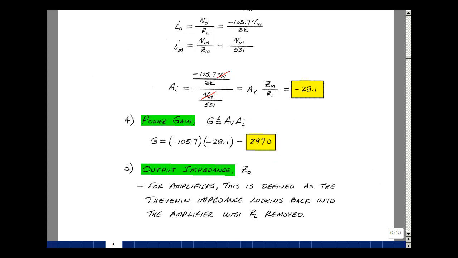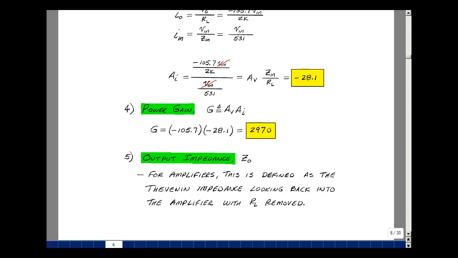The last thing we're going to calculate is a thing called the output impedance. This is defined looking back in the amplifier. It's really the Thevenin equivalent resistance.